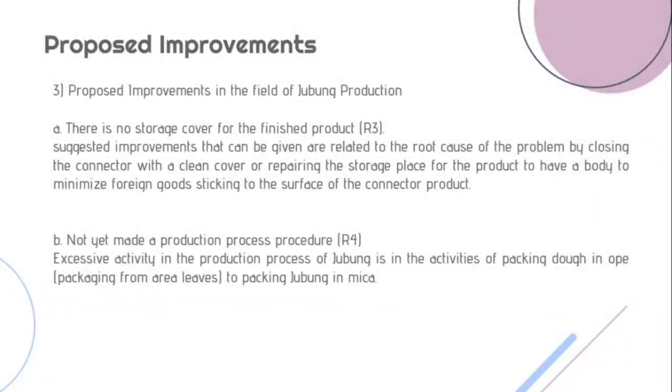3. Proposed improvement in the field of jubung production. A. There is no storage cover for the finished product. Code R3. The suggested improvement related to the root cause of the problem is to close the storage with a clean cover or prepare a storage place. B. A production process procedure has not yet been made. Exercise activity in the production process of jubung is in the packaging activities.